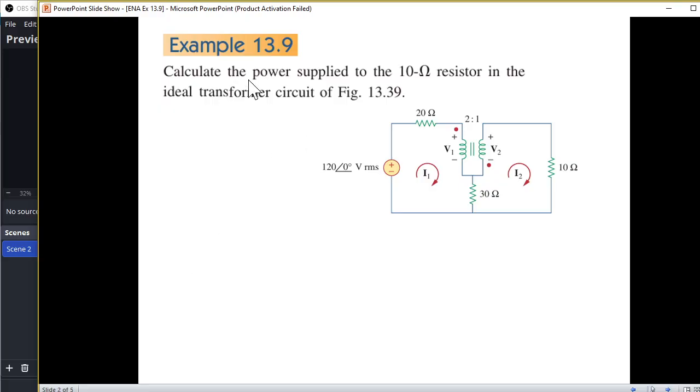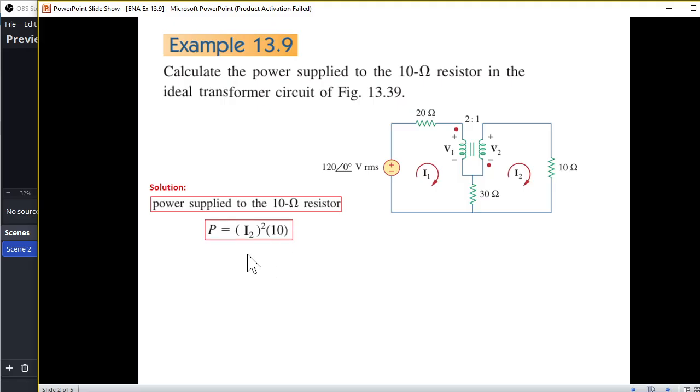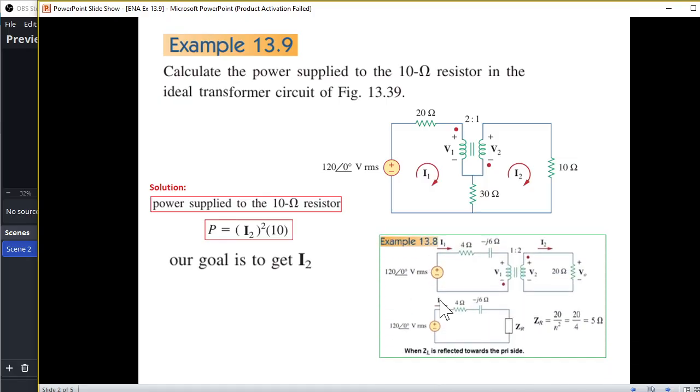This is the question: calculate the power supplied to the 10 ohm resistor in the ideal transformer circuit. So this is the ideal transformer circuit, and the 10 ohm resistor is this one. So we have to calculate the power in this resistor. The formula for power is I squared R. Since the current in this is I2, we'll write I2 squared and R is 10. To find this, what we need is the value of I2. That should be our aim.